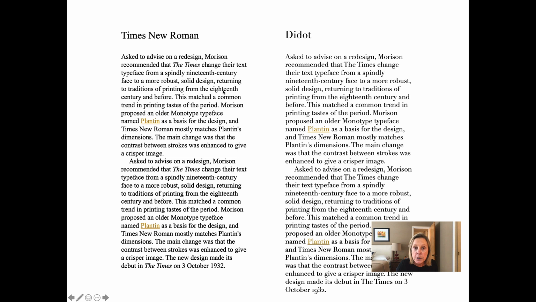We refer to that kind of evenness or unevenness, the way type looks in blocks of text, as a type's color. So you can see that Times New Roman has an even color. Compare that to Dido, and remember I talked about the difference between the thick and the thin of the letters. Dido has a more uneven color. That uneven color is harder on the eye than even color.